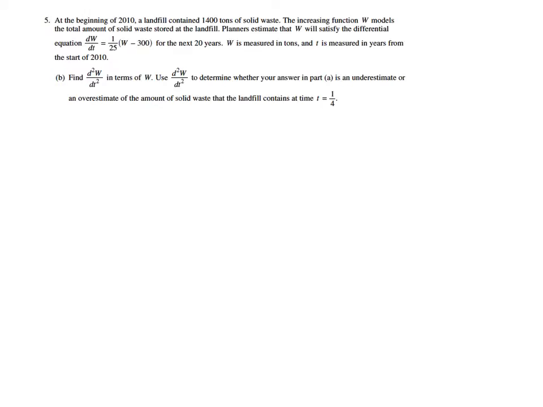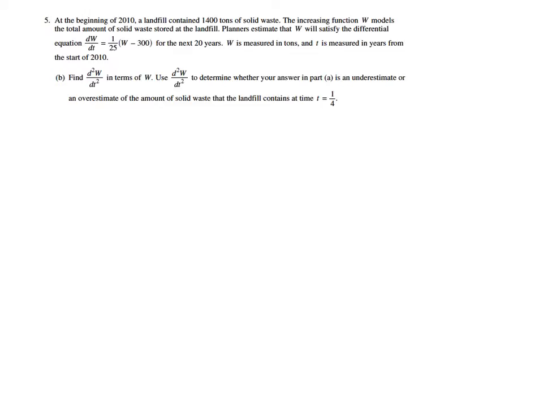So in part B, they ask us to find this d²W/dt² situation here, and sometimes we get a little bit confused by what that means. We think, oh my gosh, am I squaring something? What am I doing? But remember, this is just the second derivative written in the Leibniz notation as opposed to the Newton notation with the double prime.